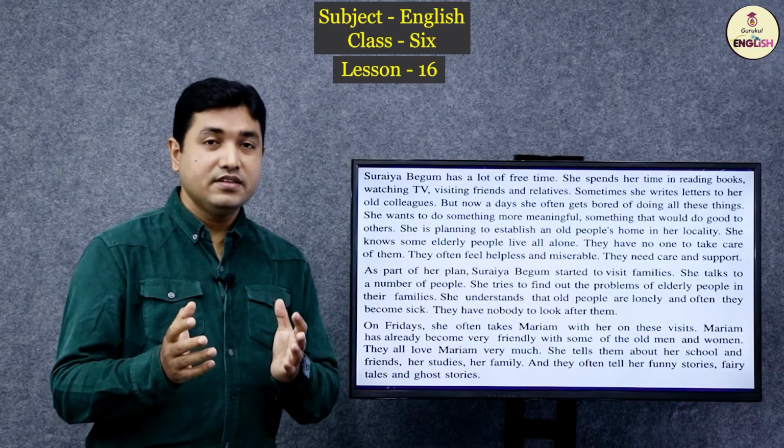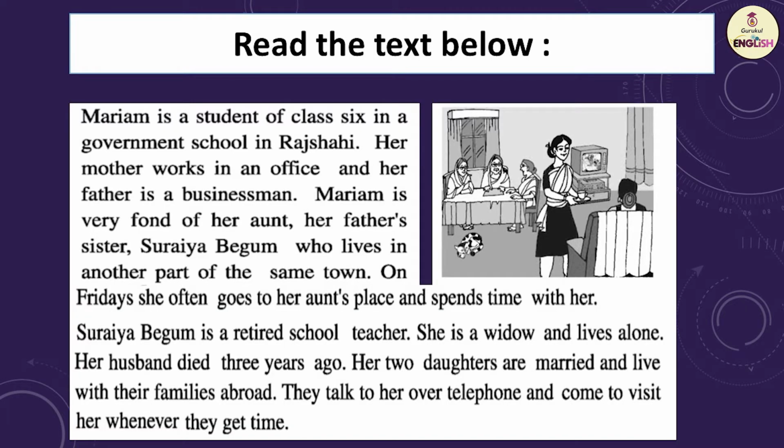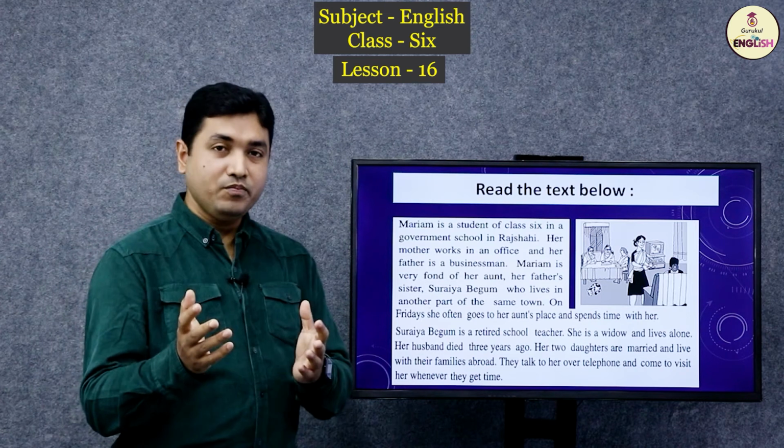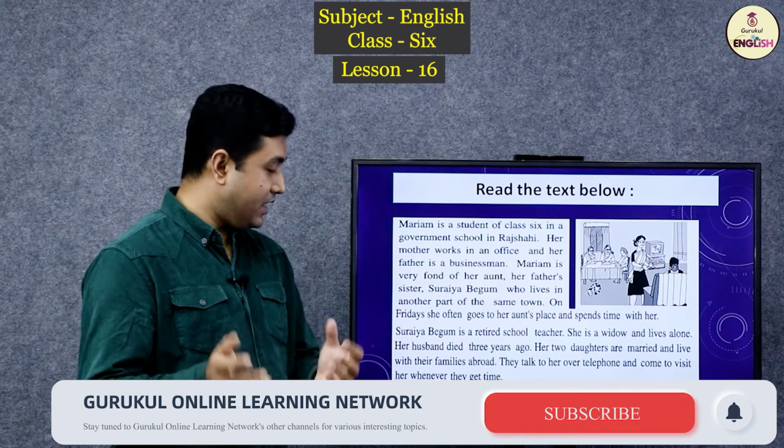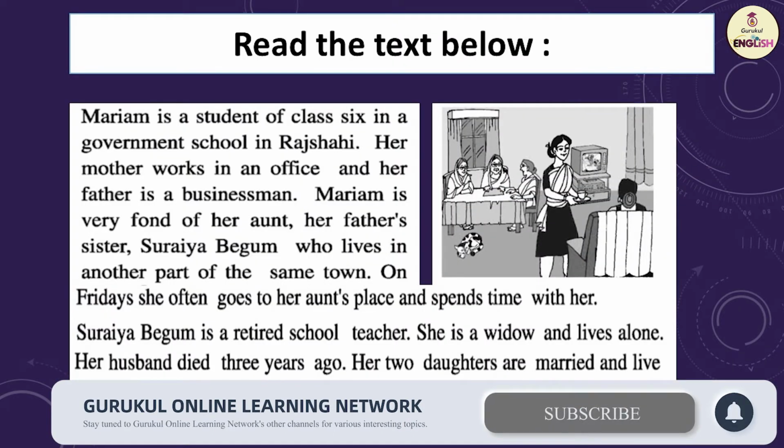So, this is our text today. From this text, you can see that Moriam is a student of class 6 of a government school in Rajshahi. Her mother works in an office and her father is a businessman. And she is very fond of her father's only sister, Suraya Begum, who lives alone in another part of the same town. Suraya Begum is a retired school teacher. She is a widow and lives alone. Her husband died 3 years ago. She has 2 daughters. Both of them are married and they live abroad.